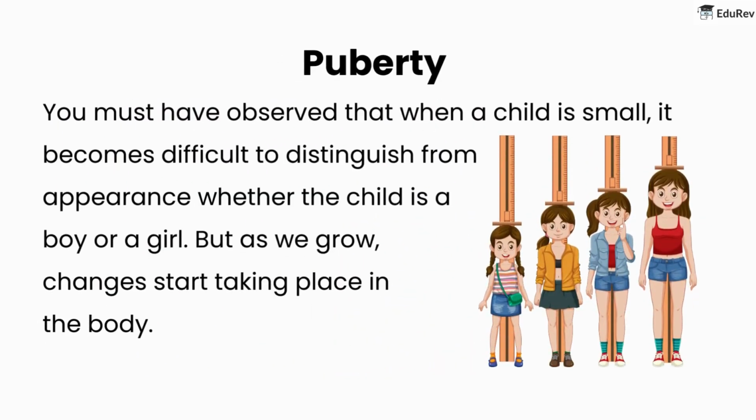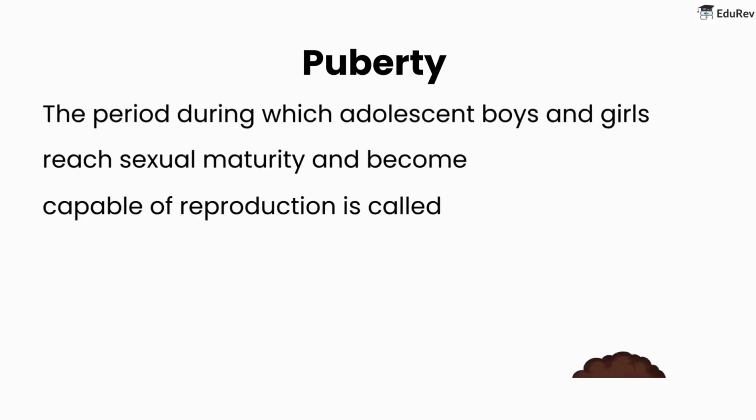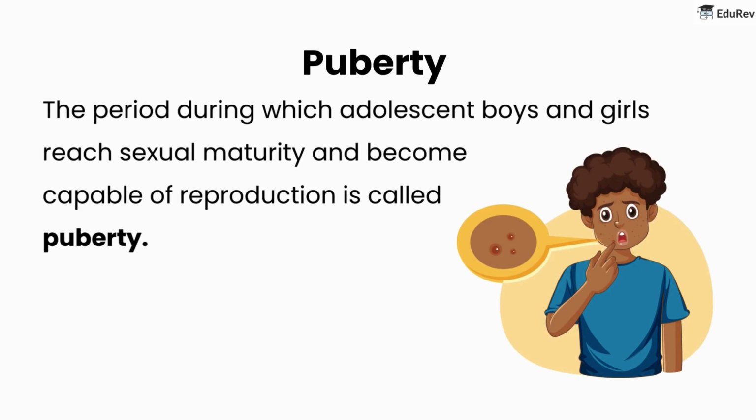What is puberty? You must have observed that when a child is small, it is difficult to distinguish from appearance whether the child is a boy or a girl. But as we grow, changes start taking place in the body. The period during which adolescent boys and girls reach sexual maturity and become capable of reproduction is called puberty.